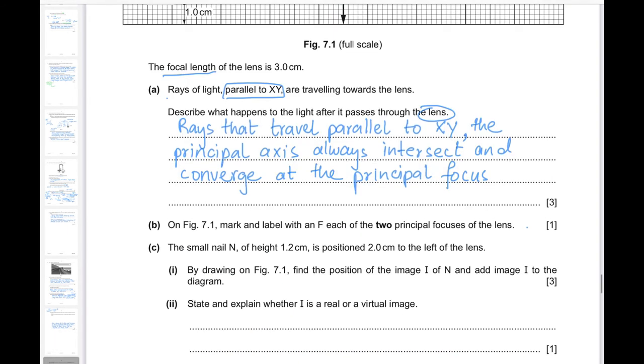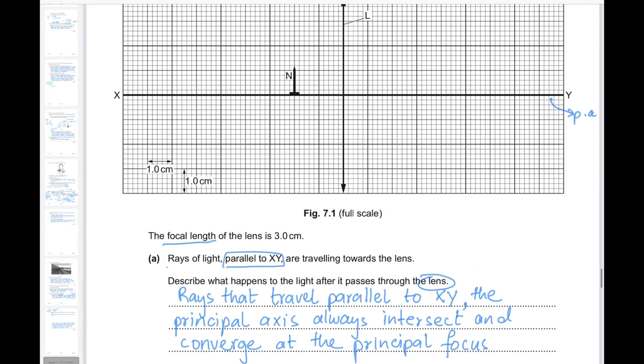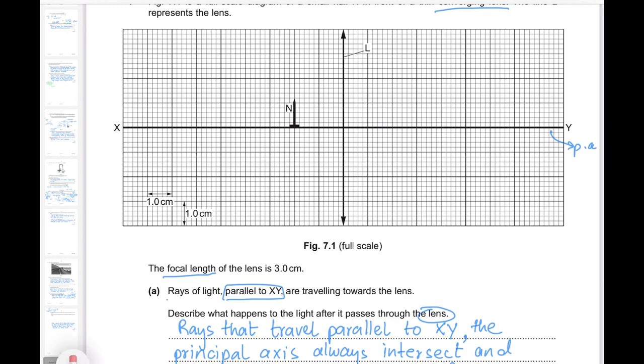B. On figure 7.1, mark and label with an F each of the two principal focuses of the lens. One of them would be in front and the other one would be behind the lens. As given in the question, the focal length is 3 centimeters, so each principal focus would be 3 centimeters from the lens. That means this is 1 centimeter every box, so 3 centimeters would be this distance. I'll mark the principal focus over here, and the other one would be 3 boxes behind the lens. So now you've got the two principal focuses.